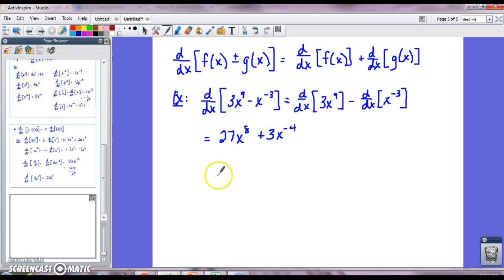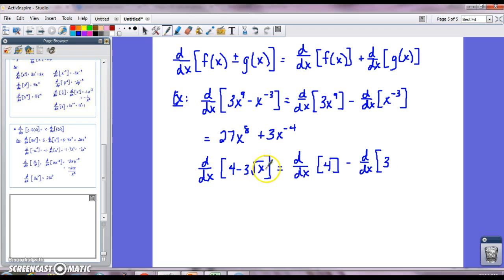Okay, let's try another one. Let's say we have d dx of 4 minus 3 square root x. Okay, I'm going to write it out just for demonstration purposes, but again, you don't need to write out this middle step. Now, if it helps you to write it out, please go ahead and do that, but you don't have to. Now, remember, when we are doing these, we can't take the derivative with x in this form. We have to have it in terms of an exponent. So I'm going to just convert that square root x to x to the 1/2.